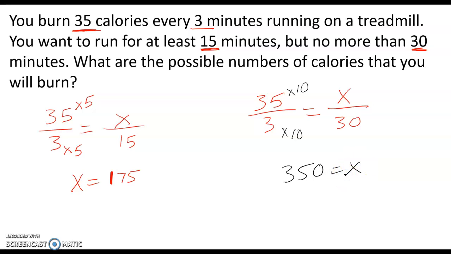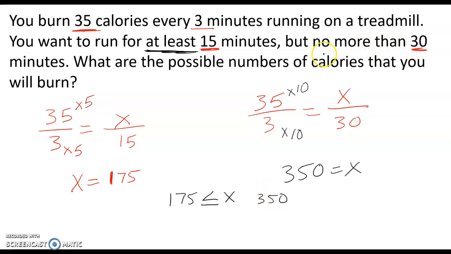Now, to write this, it says, what are all the possible numbers of calories that you can burn? It said right here, at least, for at least 15 minutes. That means the least amount is 15 minutes. So that 175, you're going to get more than that or equal to it. So this right here, 175 would be the smallest amount of calories you would burn. And then 350 would be on this side.